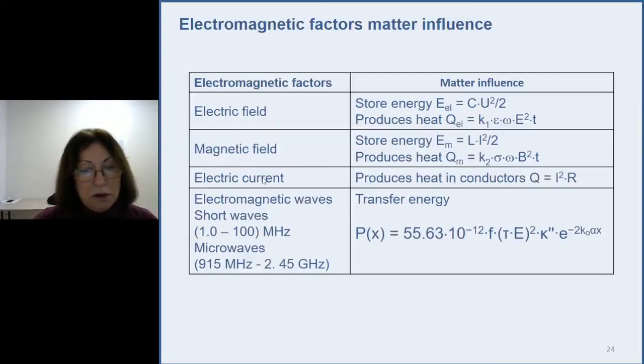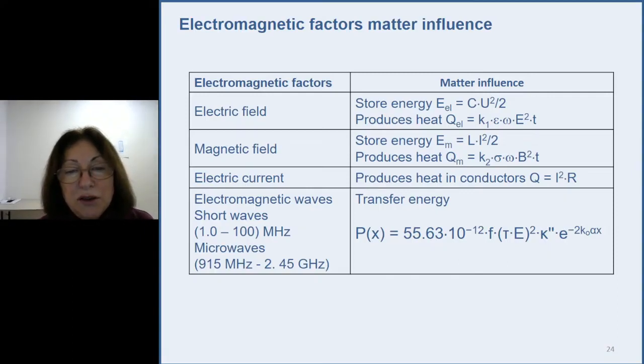And look, these electromagnetic factors matter. We considered electric field, magnetic field, electric current, electromagnetic waves. And look, this stores energy. This is a formula for this. And when the material is placed into an electric field, the energy of the electric field is transformed into internal energy as heat. And the magnitude of the heat that is delivered by the electric field may be calculated by that means.